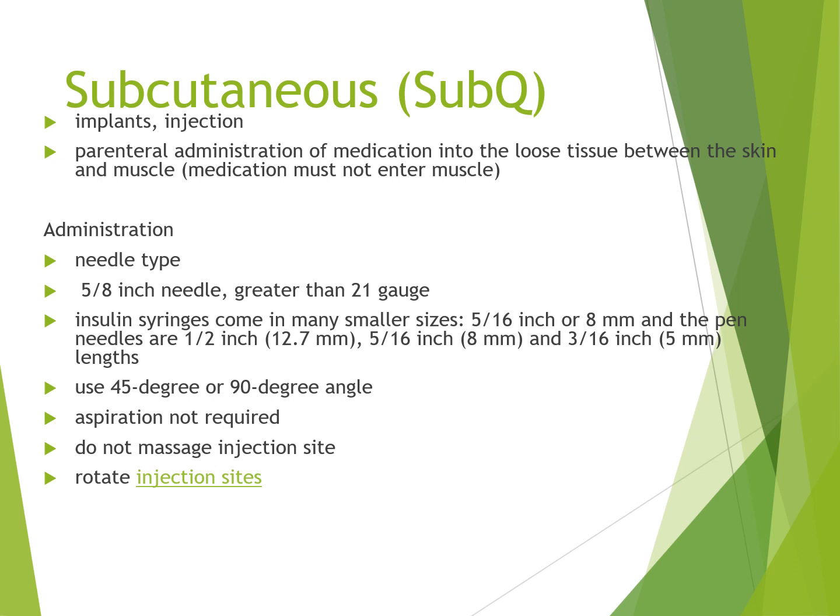With subcutaneous implants and injections, it's a parenteral route of administration of medication into the loose tissue between the skin and the muscle. So the medication must not enter the muscle. We use a sub-Q needle, 5/8-inch needle, greater than a 21 gauge. Insulin syringes come in many smaller sizes, depending on what they're going to use, 5/16 of an inch or 8 millimeters, and so on. We use a 45-degree or a 90-degree angle, but the preferable angle is going to be 45. Aspiration not required.